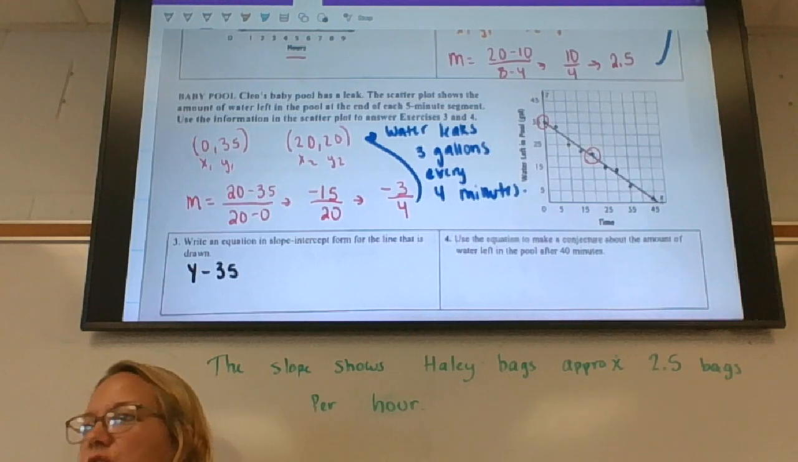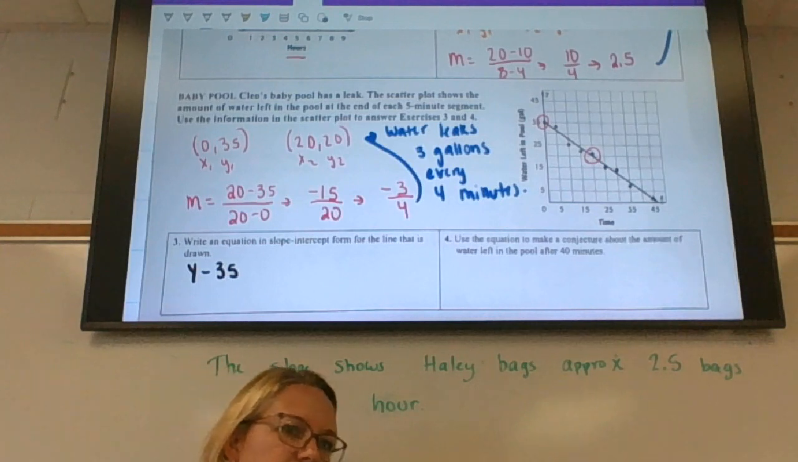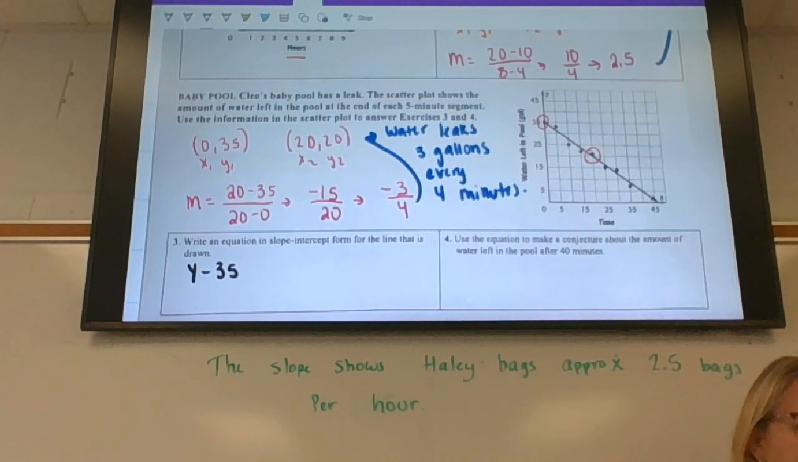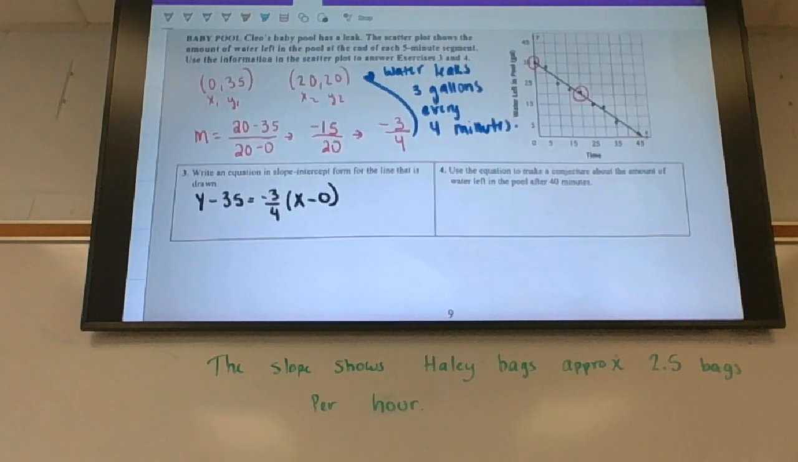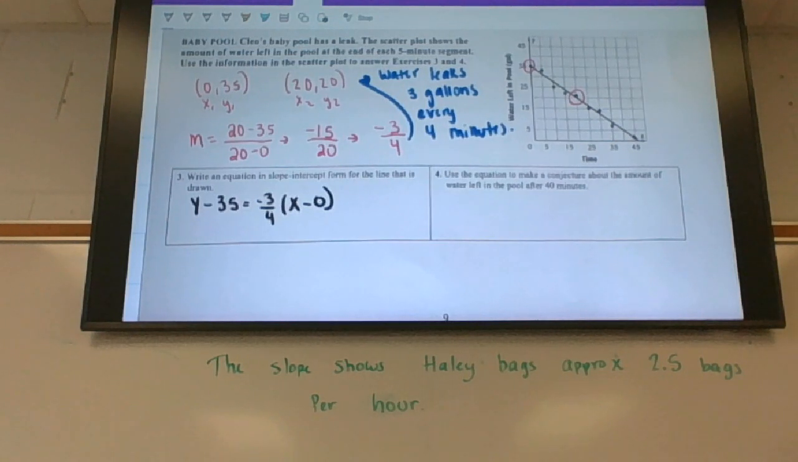We don't even need to do this. We can shortcut it. Does anybody know the shortcut? I'll tell you after we do the work. y = -3/4 x minus 0. Go ahead, rewrite it. Get y alone. Rewrite it. Wow, there it is.